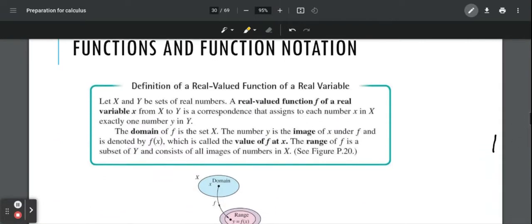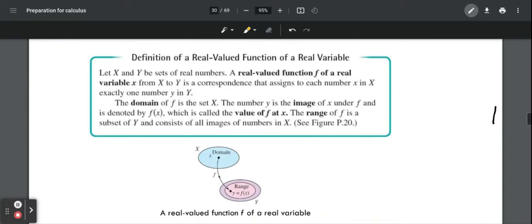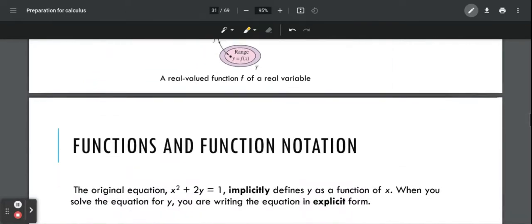If x and y are sets of real numbers, a real valued function of a real variable x from x to y is a correspondence that assigns each number x in your first set to exactly one number y in your second set. So your domain is the set of all of your x coordinates, and all the numbers in your y are your range. I'll keep writing on this line.